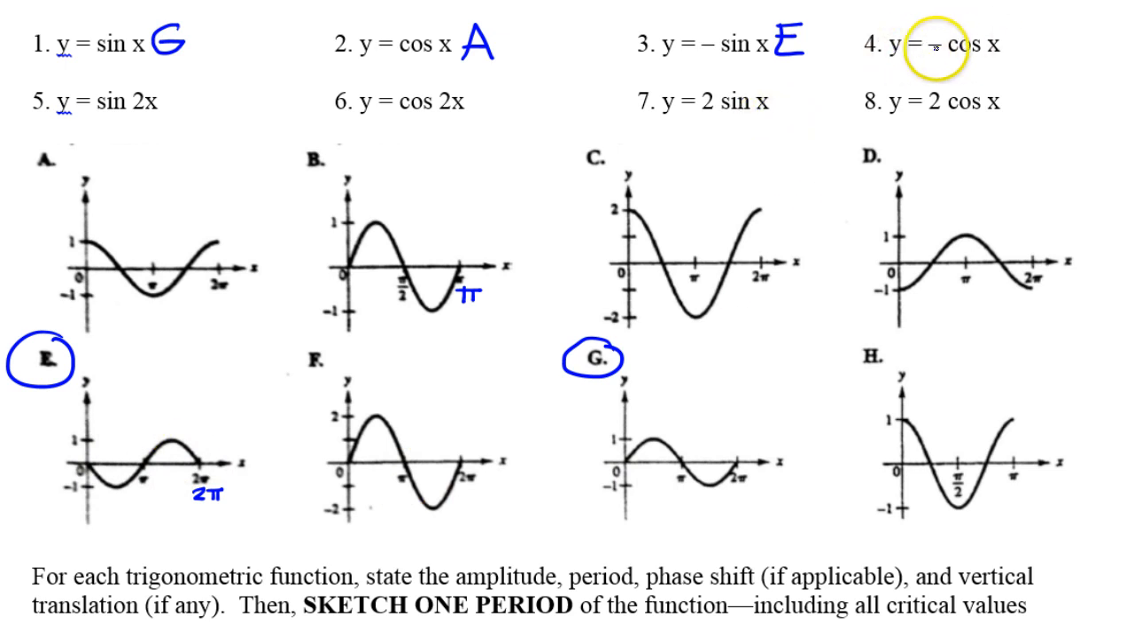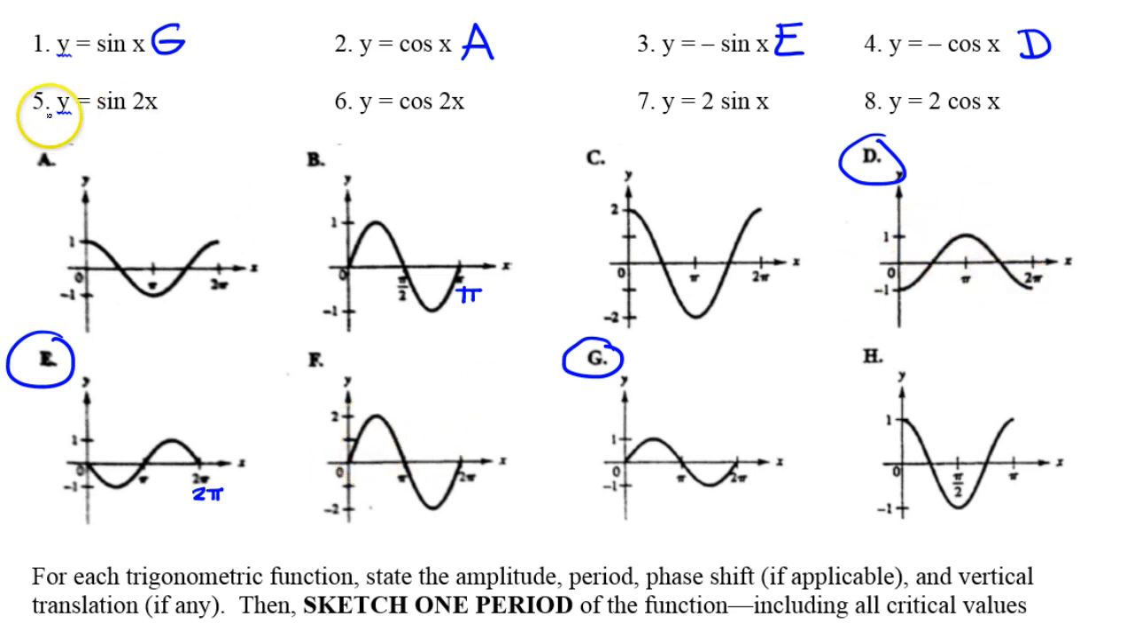So for number 4, we need the cosine function that is upside down. So that's going to be right here at D. All right, notice it has the correct period of 2 pi, and it has the correct amplitude, but the cosine function usually starts off high, but this starts off low and goes up. So it's upside down.